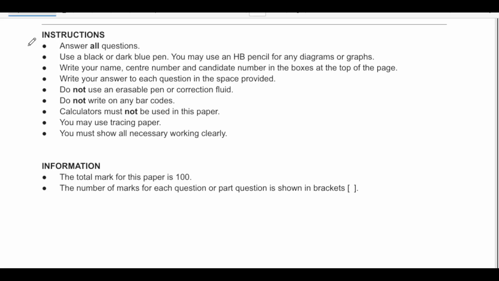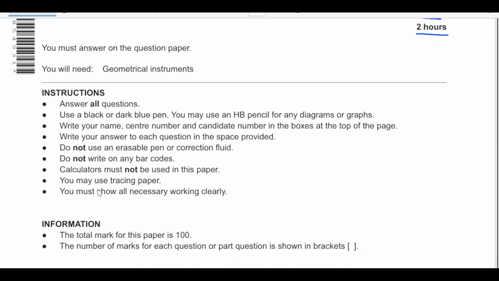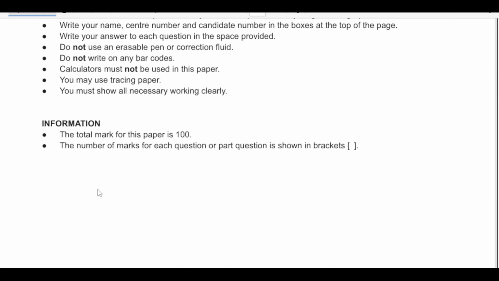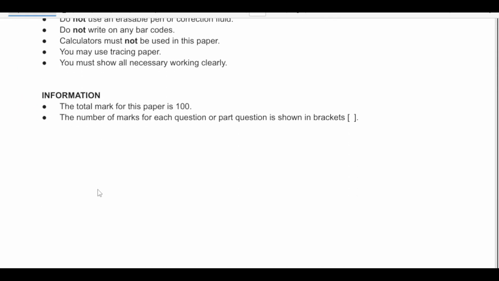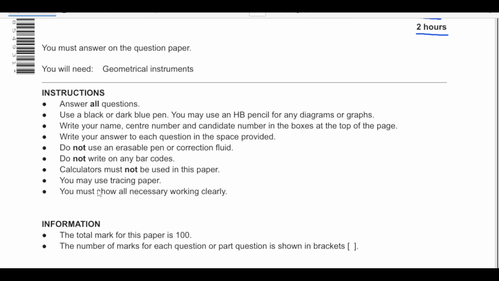Today we will be going through Cambridge IGCSE May-June paper 2-1, May-June 2025. Time to complete is 2 hours and this is a non-calculator paper. All calculations should be done without a calculator and the total marks of this paper is 100. The other instructions are here. They are almost the same as the previous papers.